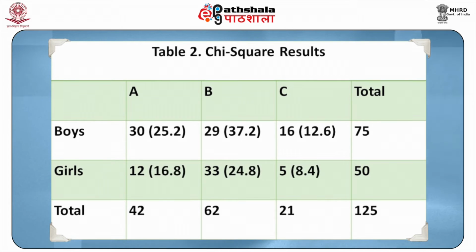There is a faster way of computing the expected count for each cell. Multiply the row total by the column total and divide by n. The expected count for the first cell is therefore 75 into 42 divided by 125, which comes to 25.2. If you perform this operation for each cell, you get the expected counts in parentheses shown in table 2. Note that the expected counts properly add up to the row and column totals.